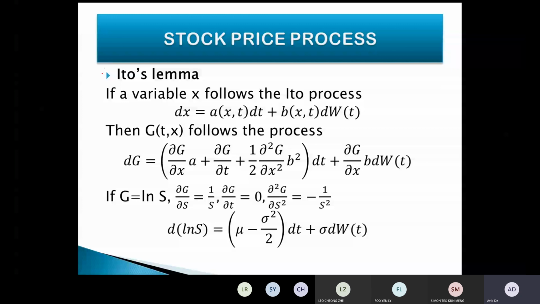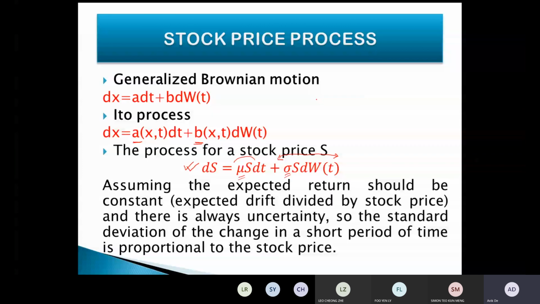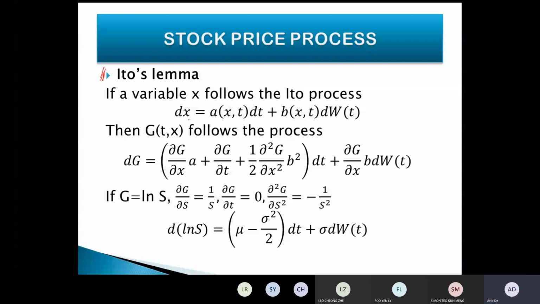Ito's lemma I have not discussed before. Actually, you don't really need this, but this is the background of how we do things. So if a variable x follows the Ito process, meaning dX equals a(X_t) dt plus b(X_t) dW_t, then G(t, x), where G is a function of t and also a function of this x, will satisfy dG equals this, plus del G del x times b dW_t.